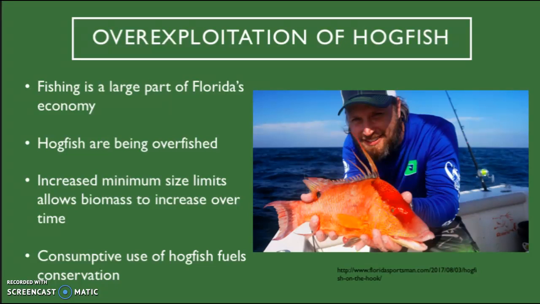By increasing the minimum size limit, this allows for the biomass of this fish population to increase and lessen the effects of fishing down. Because fishing is such a large part of the Florida economy, people have made conservation of fish stocks more of a priority in order to secure more economic security. This is a great example of how consumptive users are important for conservation, as I mentioned earlier. People who depend on these fisheries economically are motivated to implement conservation so they can continue to profit and maintain their businesses.